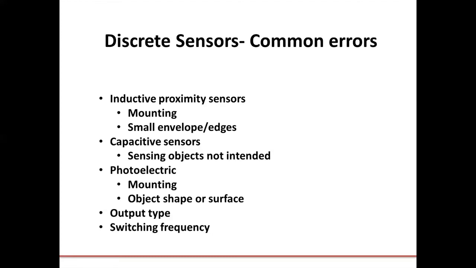Discrete sensors, common errors. Just wanted to briefly go over this because oftentimes customers will call us with questions about their data acquisition system not being able to count properly or recognize objects. Oftentimes that has to do with the sensor itself. The sensor itself, for proximity sensors, you need to be careful about mounting these sensors. They have very short ranges and very small envelopes.